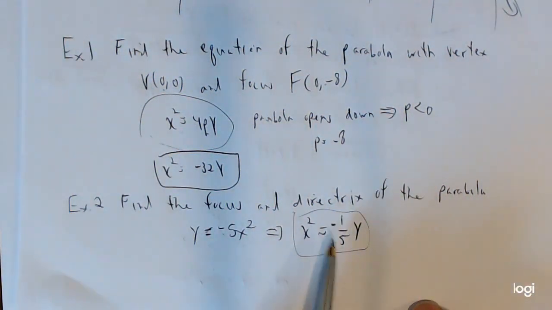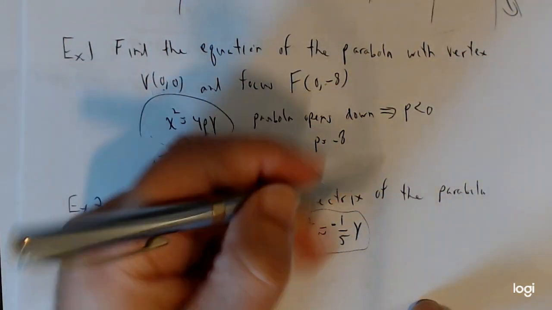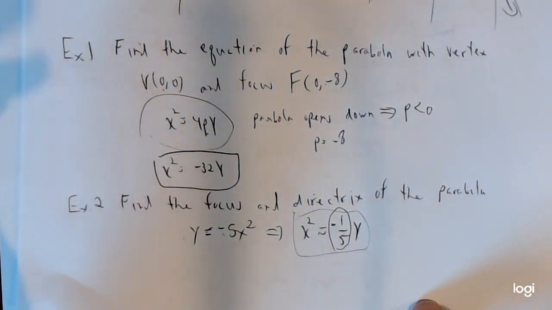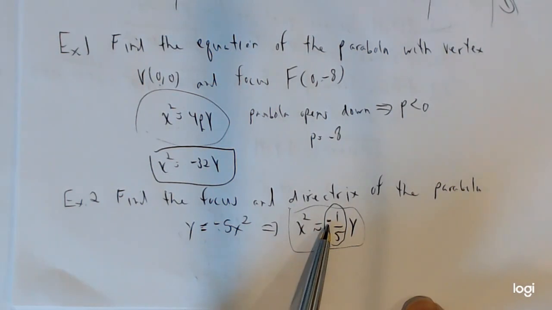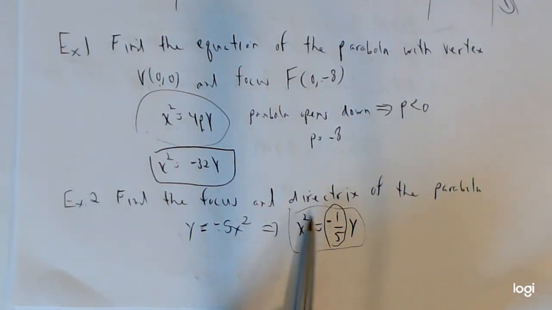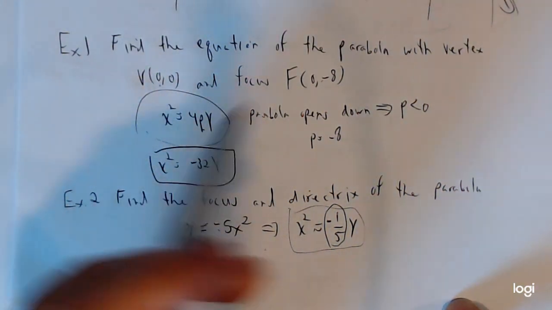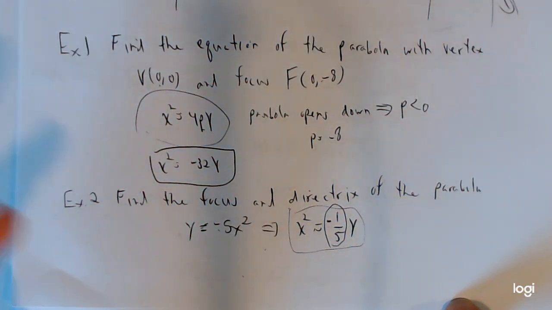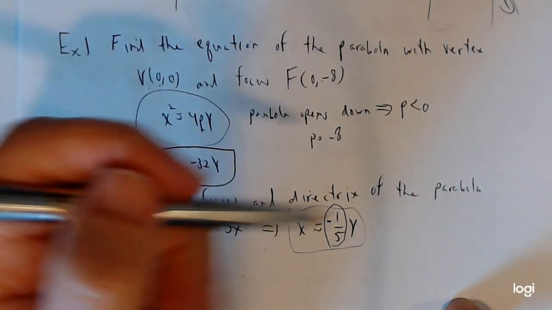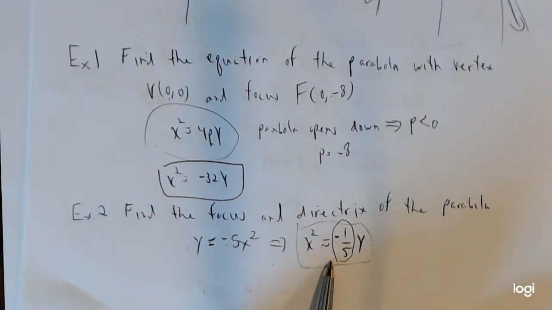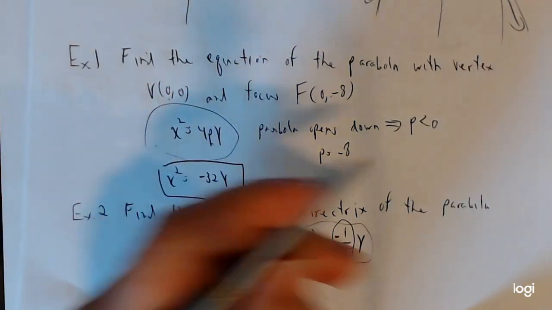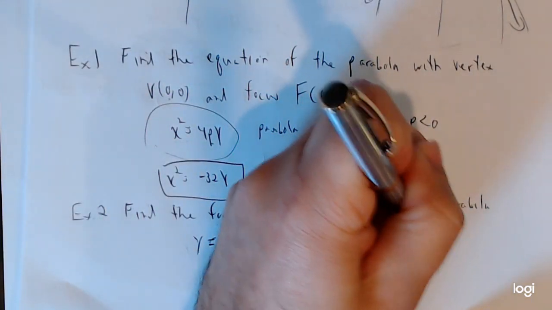So what do I know about this? Since this is my 4p, and the -1/5 is where my 4p is. And since this is negative, what do I know? This parabola is going to open downward, which means I need to travel down to get to the focus and I need to travel up to get to the directrix. So what I need to do is figure out what P is. So if you compare this to that formula, what is it that we know? 4P equals what?